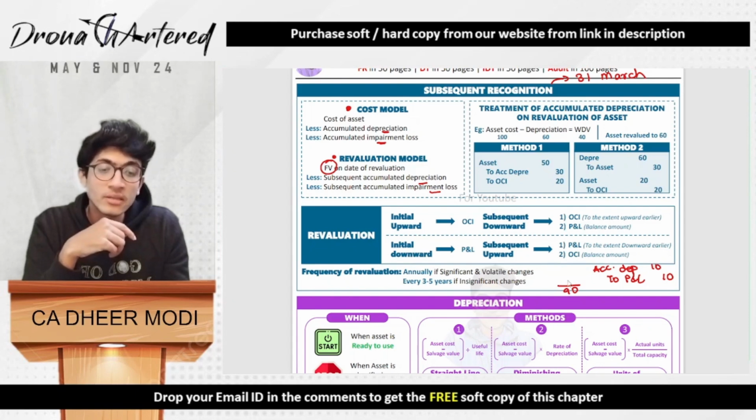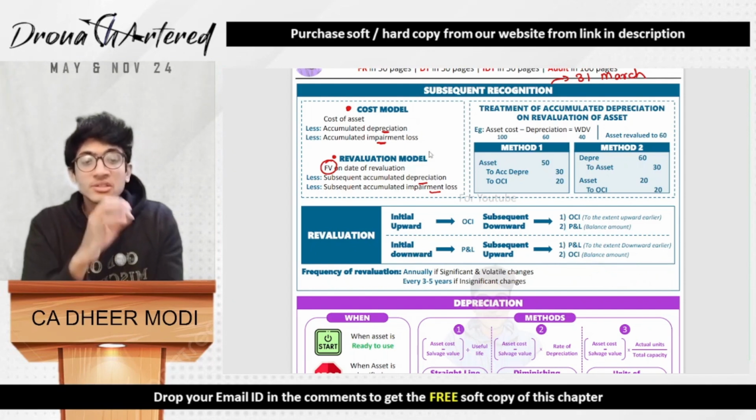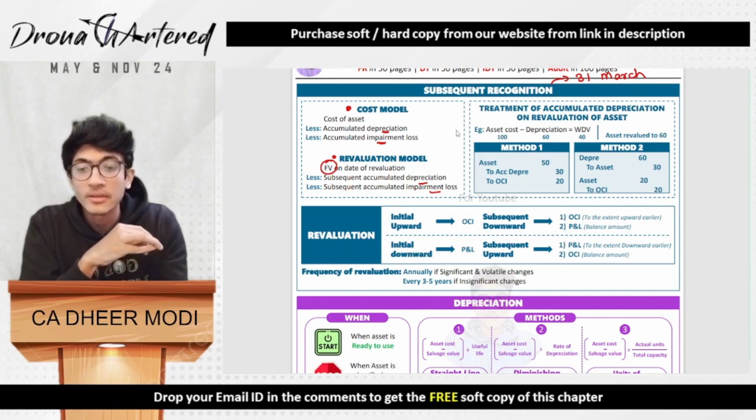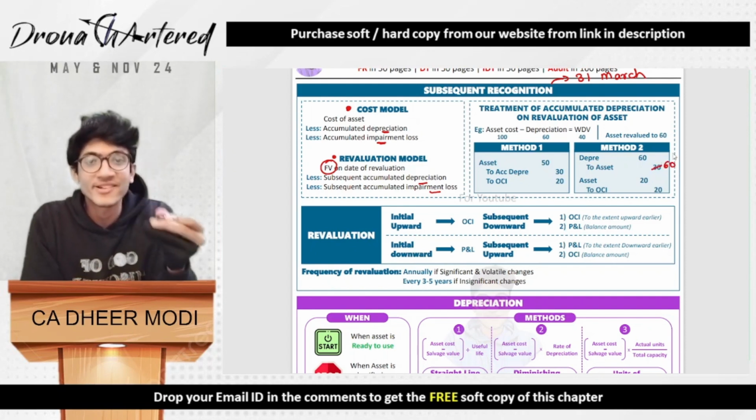That means if the entity is following the accumulated depreciation method, then how do we account for a transaction when there is a change in the revaluation of the asset? Just a minor change you will have to do over here. Depreciation to asset, the entry, instead of this 30, this is 60, because the entry only does not match.